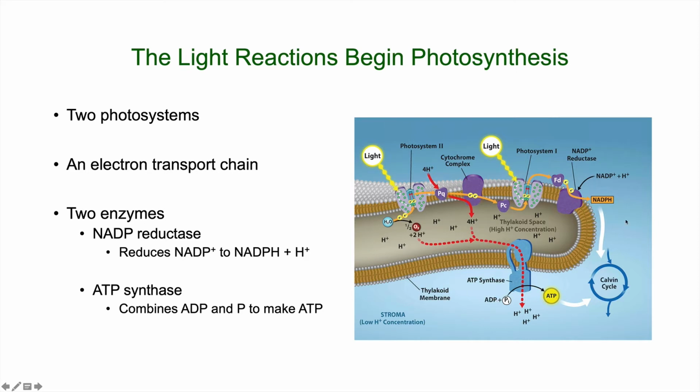Okay, and then there's another enzyme called NADP+ reductase, which is going to take those electrons when they come out of a second electron transport chain, add them to NADP+, and then combine it with a proton to form NADPH. Those then can go to the Calvin cycle.